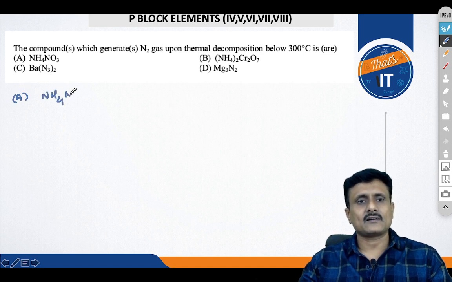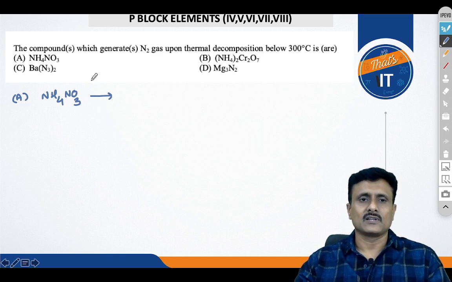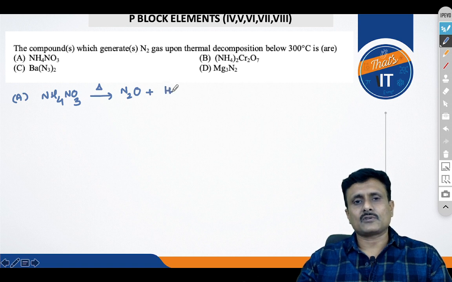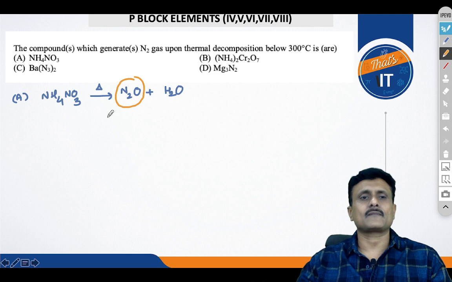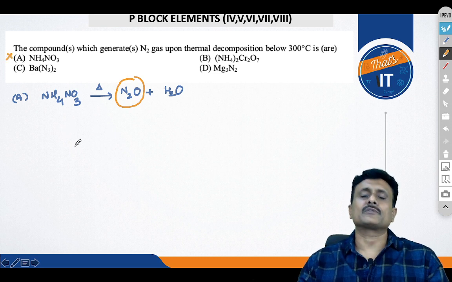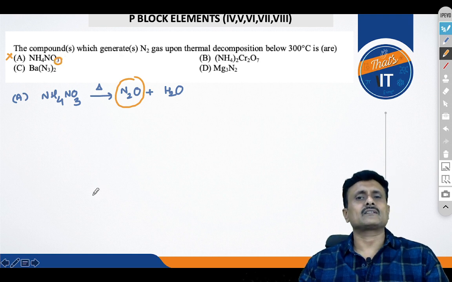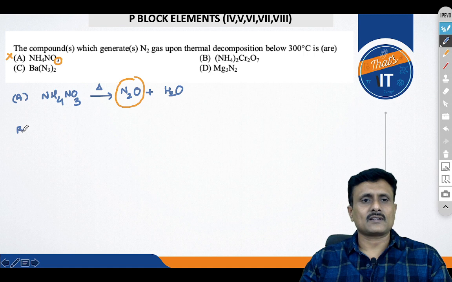You take ammonium nitrate. If it were nitrite, it would have produced N2. And you know about ammonium nitrate, that it is the major source for the preparation of N2O, nitrous oxide. So A will not produce N2. If this had been NO2, then it would have produced. Now A is not the correct answer.